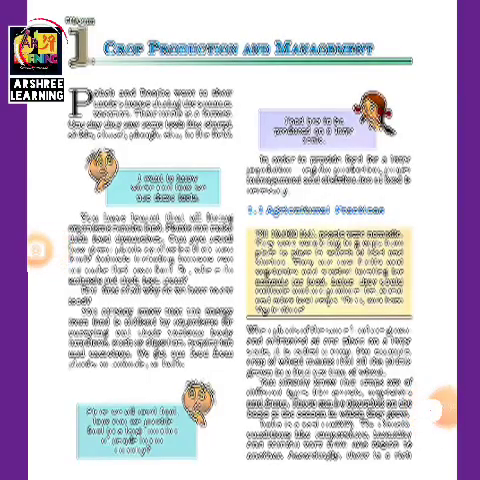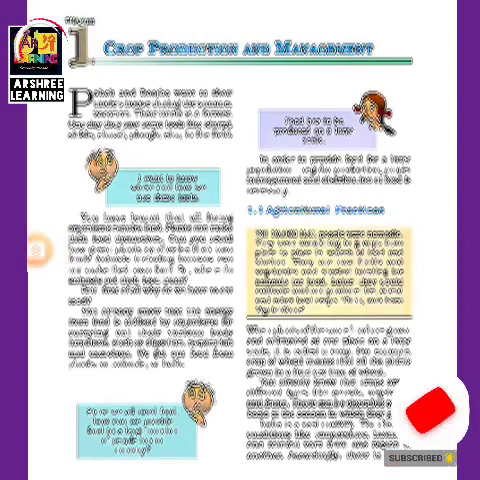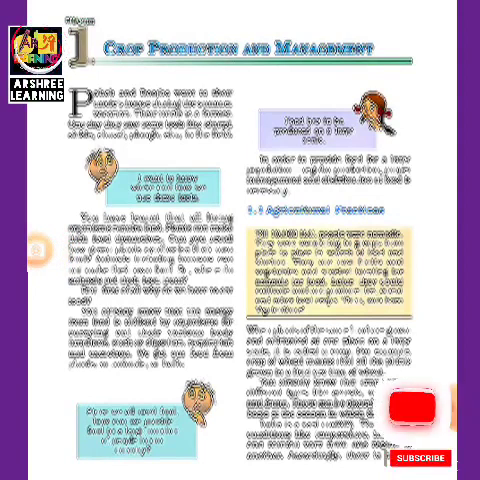The first chapter in your syllabus is crop production and management, a very easy chapter. You all must have read that in this chapter you read about the process of growing plants, what the different methods are, and what the different practices are which a farmer undertakes. The beginning of the chapter says that all living organisms require food. Plants can make their own food, but animals and humans cannot make their own food.